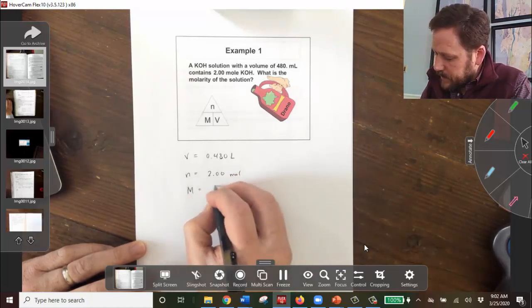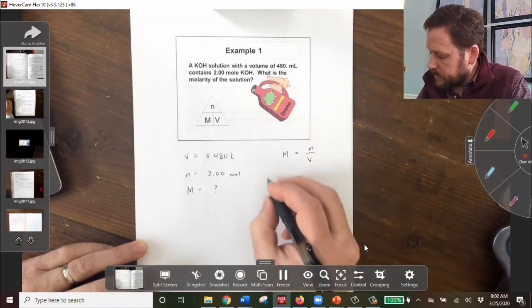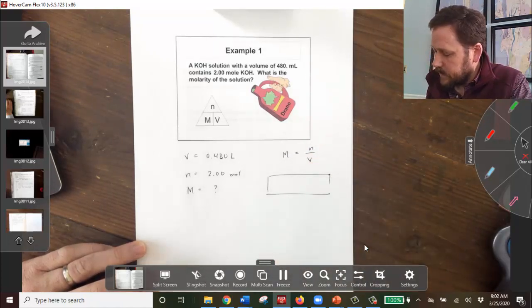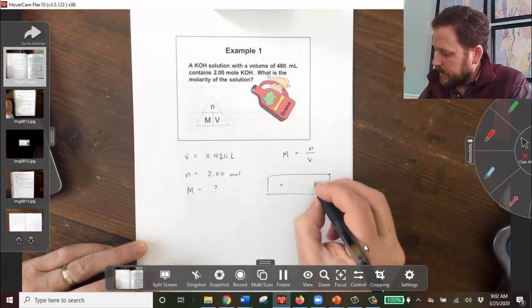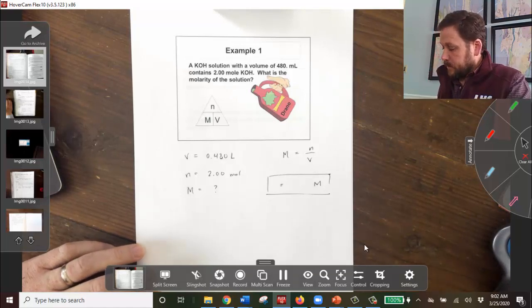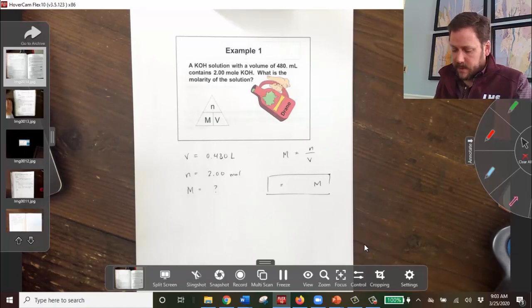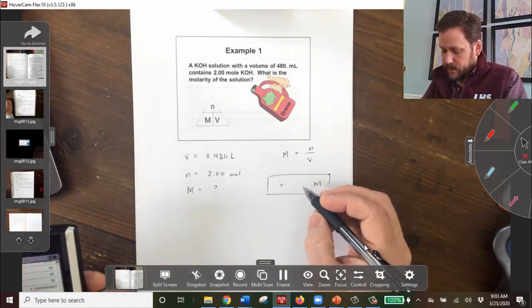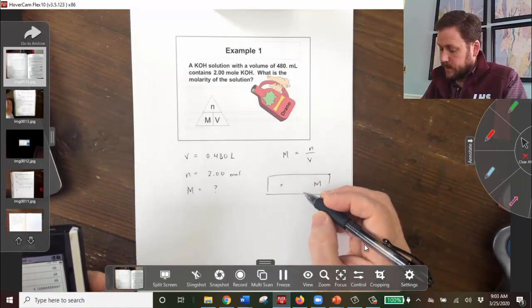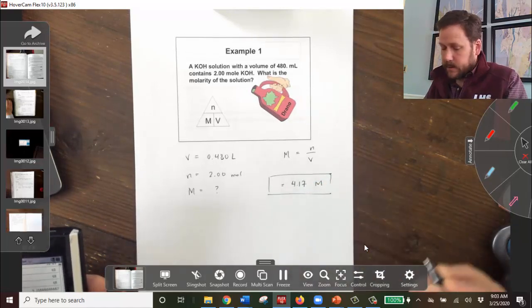And now I can solve for molarity. Molarity is number of moles divided by volume. And if I do that calculation, I'll get the molarity. Notice that the units that I'm given are moles per liter. That's known as molarity, right? So that's going to be 2 moles divided by 0.48 liters. That gives me a molarity of 4.166 repeating. So I'm going to round that to 3 significant figures, and that gives me 4.17 molar.